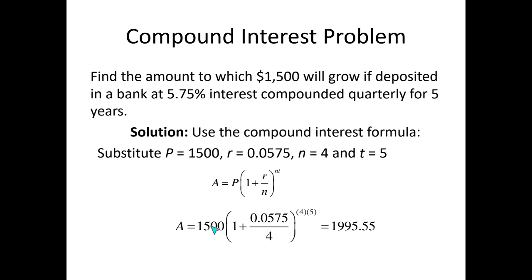Sometimes I've seen people multiply 1500 into the parentheses first, but remember that you have to take care of that exponent first before you can multiply. So we end up with $1,995.55. So if you're looking to retire, this is not the best investment. Okay, so there are other tools, vehicles that you can use. Some of them are like annuities, for example, but this is just using compound interest.